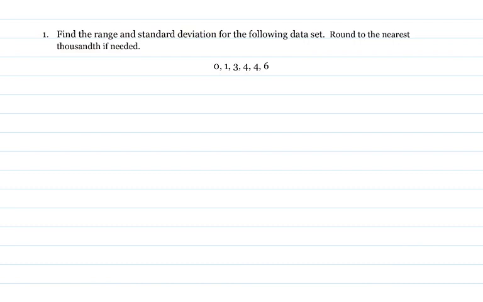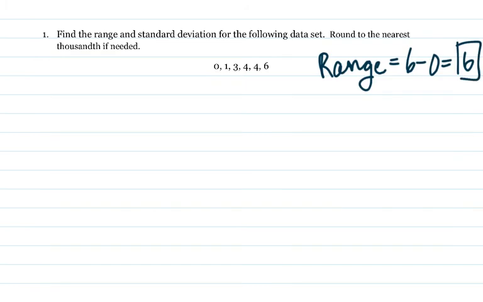So let's do an example. This asks us to find the range and the standard deviation for the following data set. Notice I picked a very small set because I don't want to have to do this with a lot of numbers. We're going to round our answers to the nearest thousandth if needed. So first, we're going to find the range. That's our nice and simple task. The range is the highest number minus the lowest number. So that's going to be 6 minus 0. So our range is equal to 6.